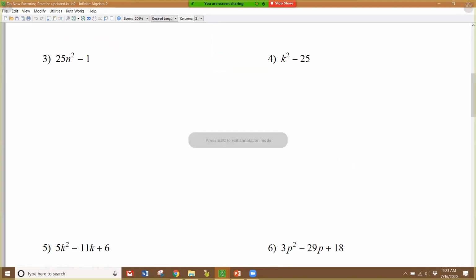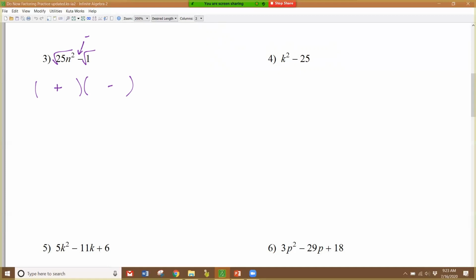For questions 3 and 4, first thing I notice about question 3 and question 4, they are both 2 terms with no greatest common factor. So I'm automatically going to look for a difference of squares. I'm going to see if I can square root both terms because there's a minus sign in the middle. So I'm looking to get 2 sets of parentheses, one with a plus sign in the middle, one with a minus sign in the middle.